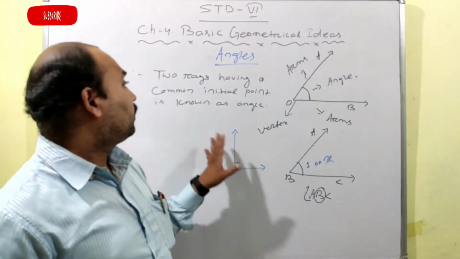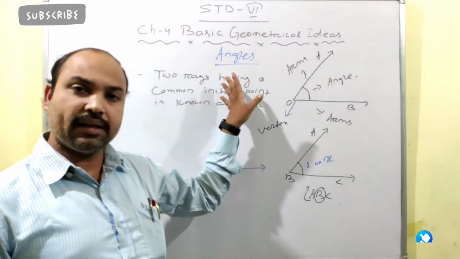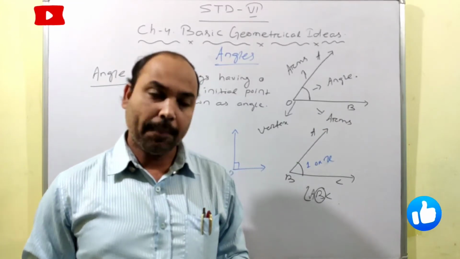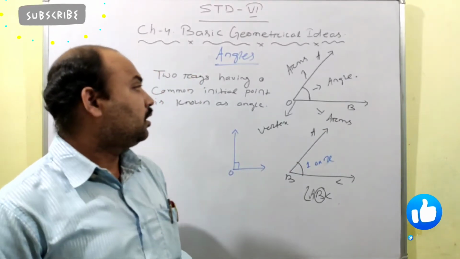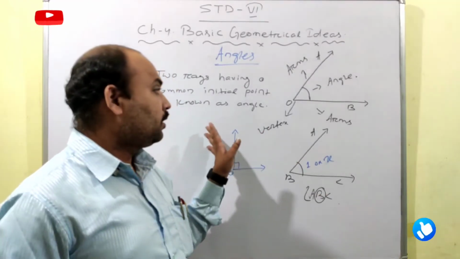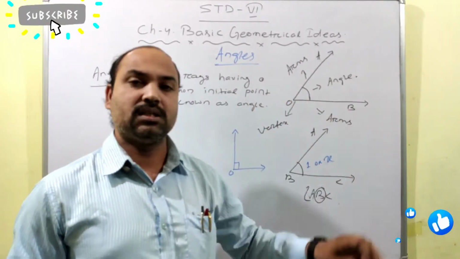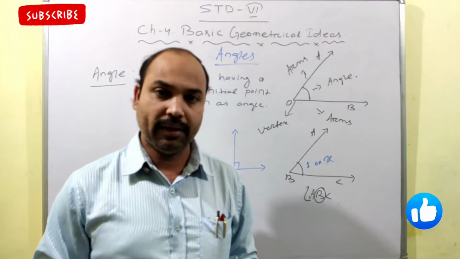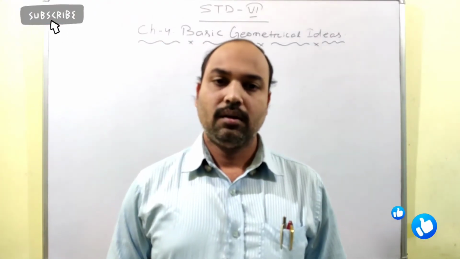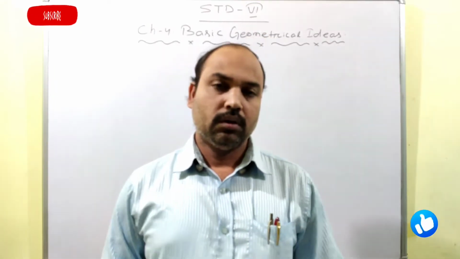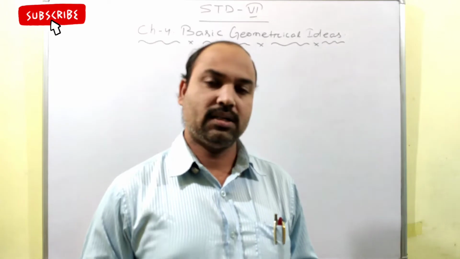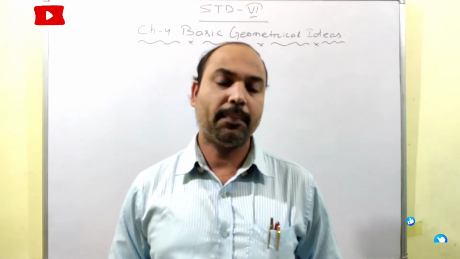Okay, now we have discussed what an angle is and how to name the angle. After that, we will discuss how many types of angles there are and in how many parts an angle divides the plane. Now, we will discuss in how many parts the angle divides the plane.